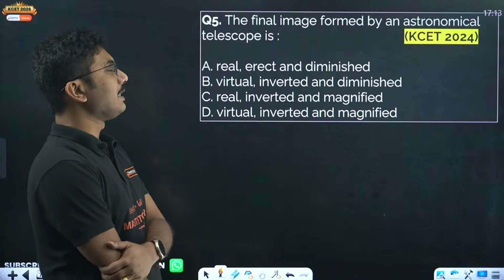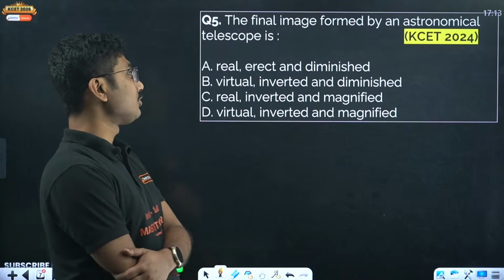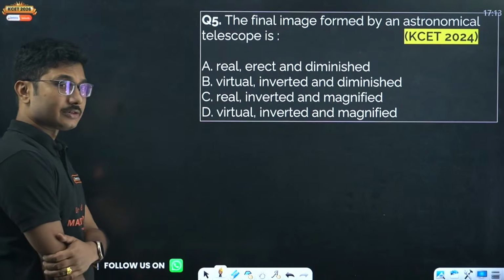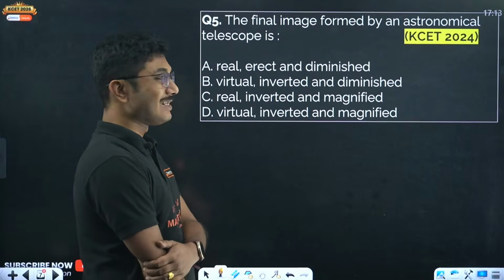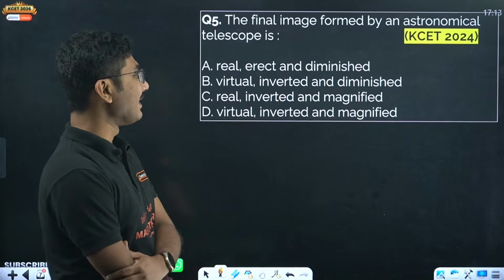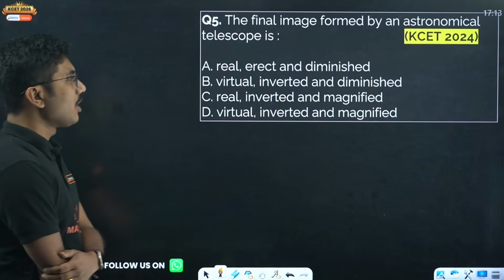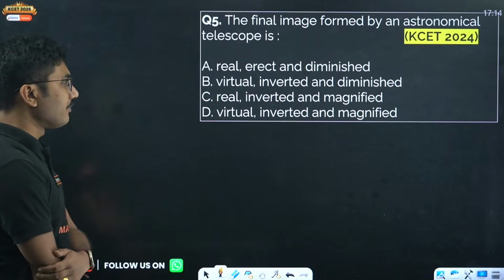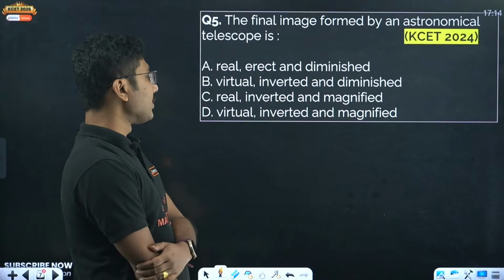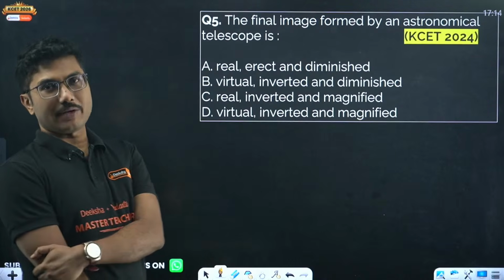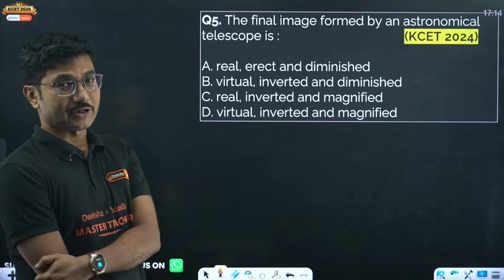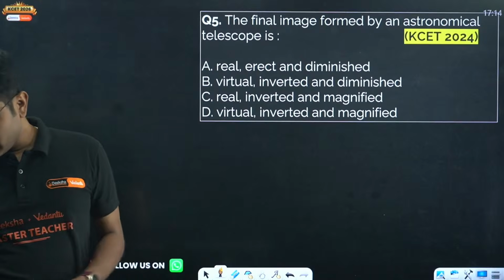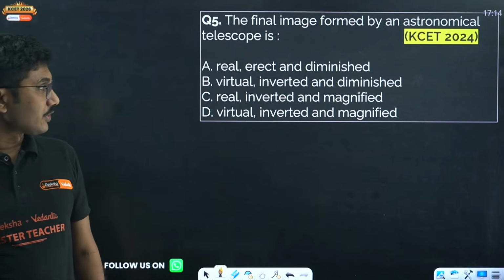The final image formed by an astronomical telescope: real and erect and diminished, virtual, inverted and diminished, real, inverted and magnified, virtual, inverted and magnified. Now let's see who can answer this question. I already gave you a hint. Okay, who can answer this question?